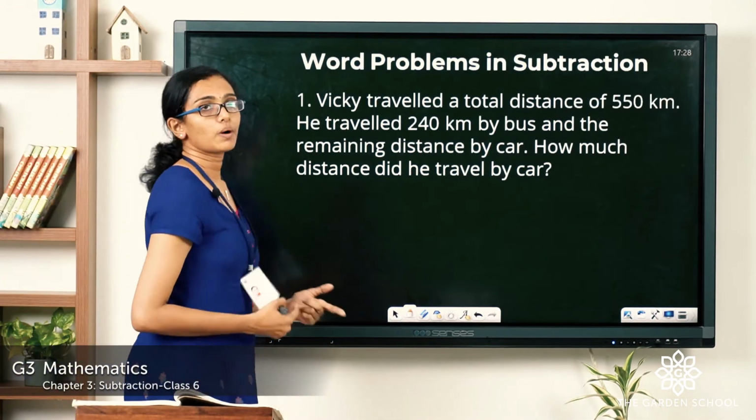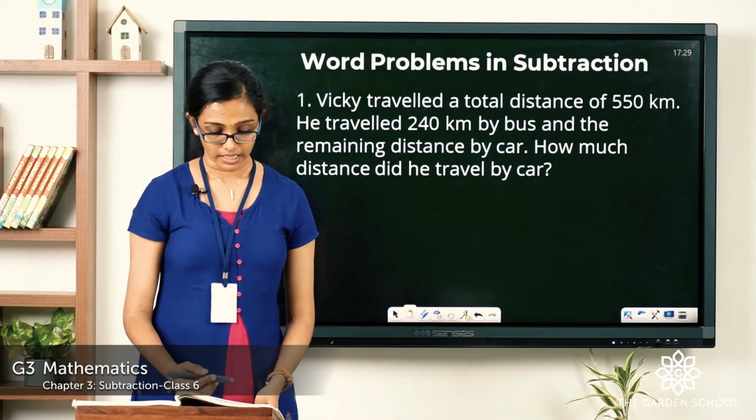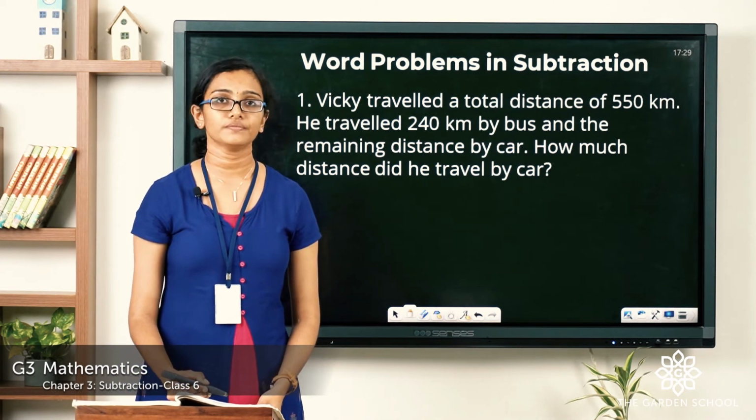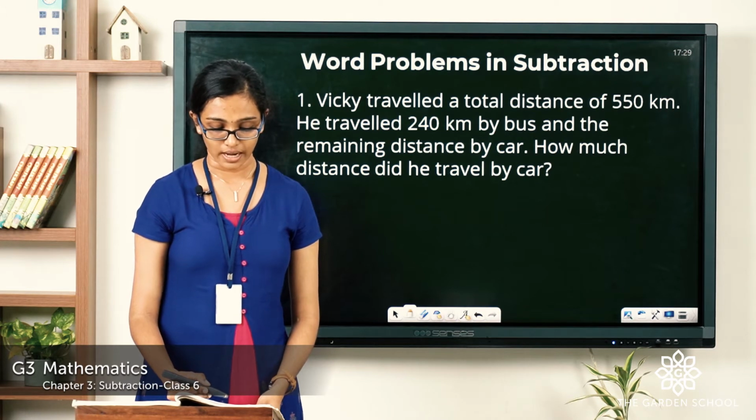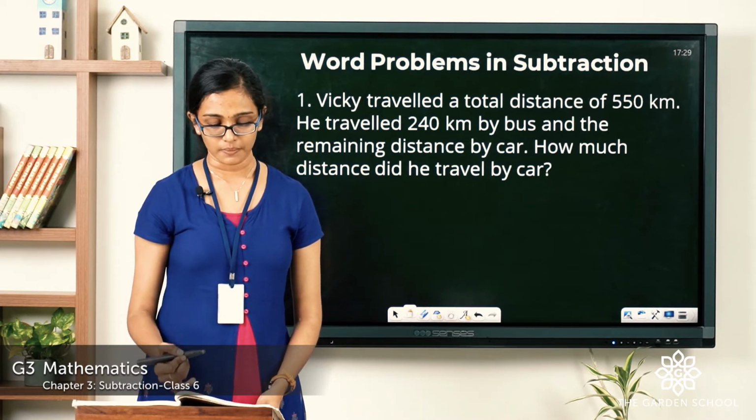Now, let's see one more example. Vicky traveled a total distance of 550 kilometers. He traveled 240 kilometers by bus and the remaining distance by car. How much distance did he travel by car?